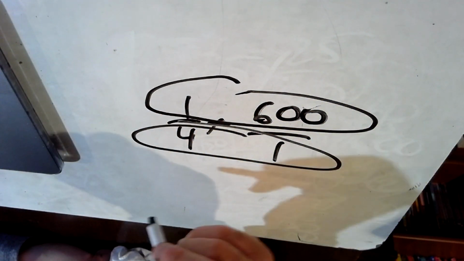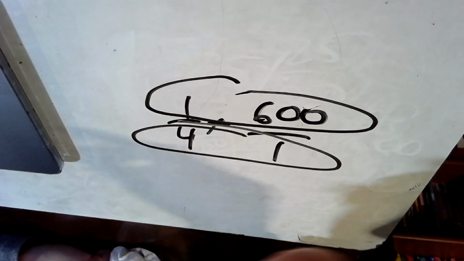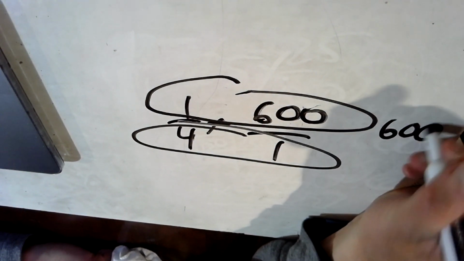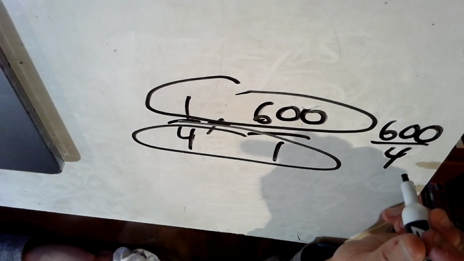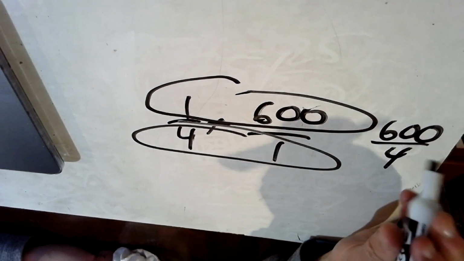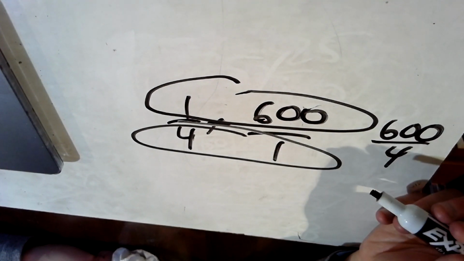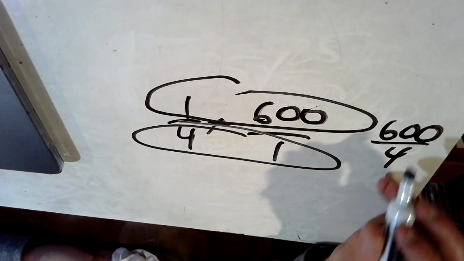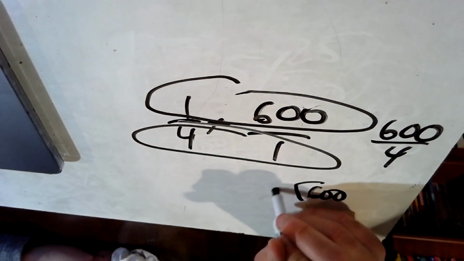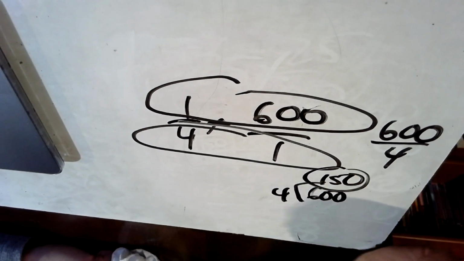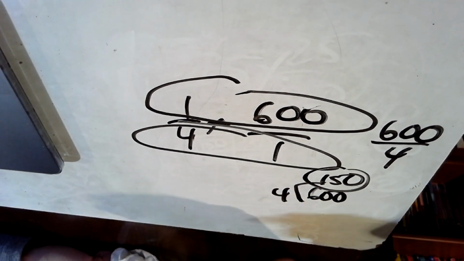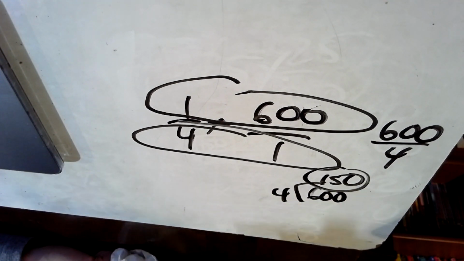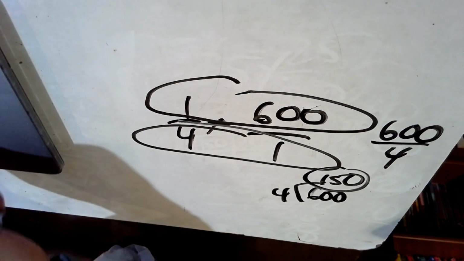Remember, 1/4 is 25%. 1 times 600 is 600. 4 times 1 is 4. And 600 over 4, or 600 divided by 4, because fractions and division are the same thing. 600 divided by 4 is 150. Same answer I got before. So 25%, or 1/4 of, is multiplication. 25% of 600 is still 150.